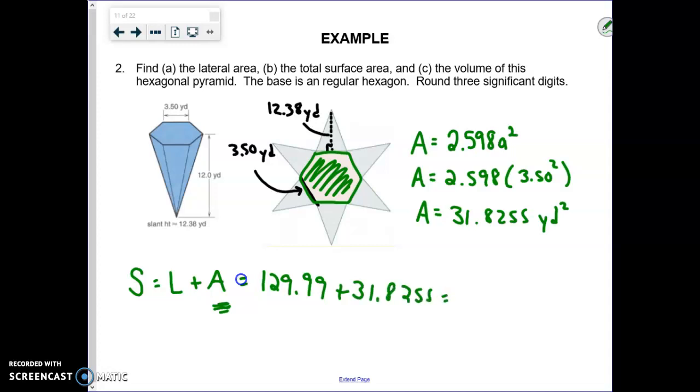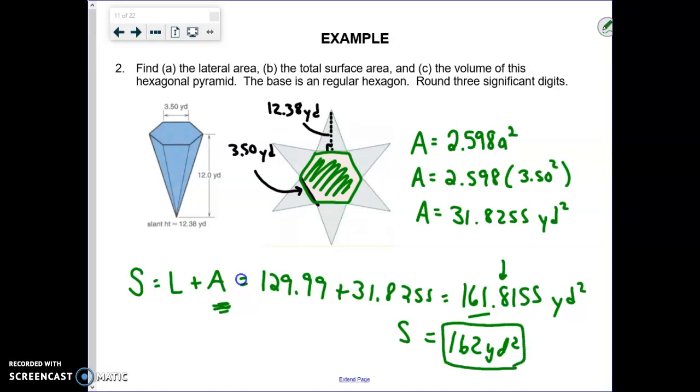If you add those together, you get 161.8155 square yards. Again, it has to go to 3 significant digits. So here are your 3 significant digits. Your total surface area is equal to 162 square yards. Why 162? Because this 8 right here will turn this 1 into a 2. And there is your total surface area. On the next slide, we'll look at volume.